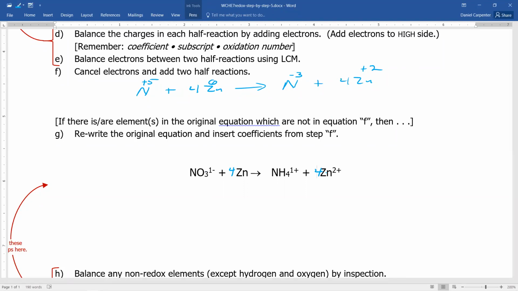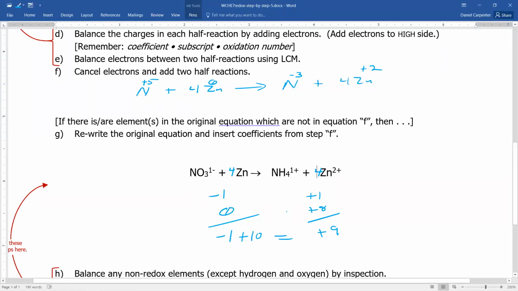Now, I think a couple of you had problems with getting these quite added up right. So 1 times minus 1 is minus 1. 4 times 0 is 0. So the left side adds up to minus 1. The right side, 1 times plus 1 is plus 1. 4 times plus 2 is plus 8. So this side adds up to plus 9. So it's going to be minus 1 plus 10 equals plus 9. So I'm going to write plus 10 H+.